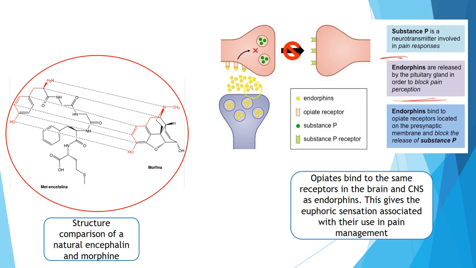So what we're getting is the endorphins act, they bind to the opiate receptor and they block the release of substance P. So now we have no pain signal being passed on. The signal can't be carried through, so we get no pain signal. Opiates are binding to exactly these same receptors.